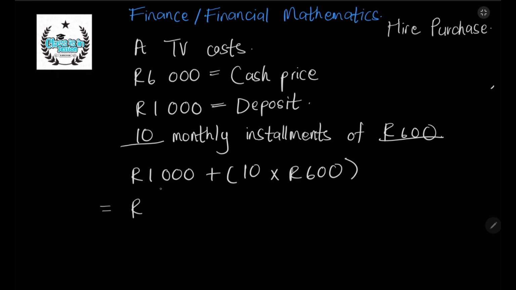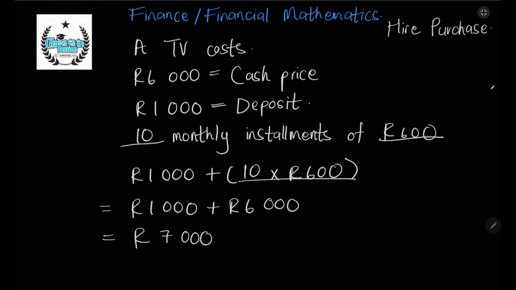So let's calculate this. We can start in the bracket. We have 1,000 Rand plus 10 times 600 Rand, which is 1,000 plus 6,000 Rand. 1,000 plus 6,000 is 7,000 Rand. So although the television's cash price was 6,000 Rand, you paid 7,000 Rand through the hire purchase. The extra 1,000 Rand, remember initially you had to pay 6,000 Rand and now you've paid 7,000 Rand. So the extra 1,000 Rand is the cost of buying it on credit.